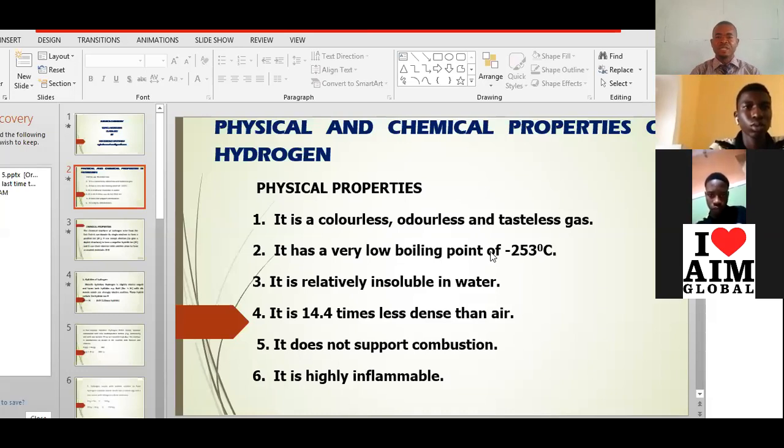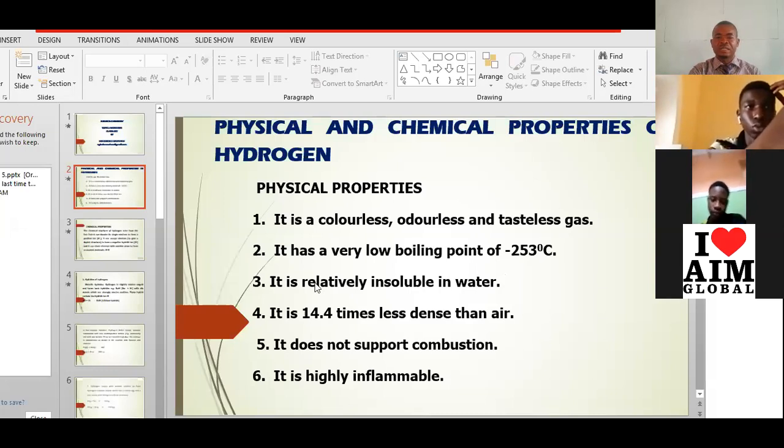Let's start with the physical properties of hydrogen. One of the physical properties of hydrogen is that it is a colorless, odorless, and tasteless gas. The second one is that hydrogen has a very low boiling point of about -253 degrees centigrade.